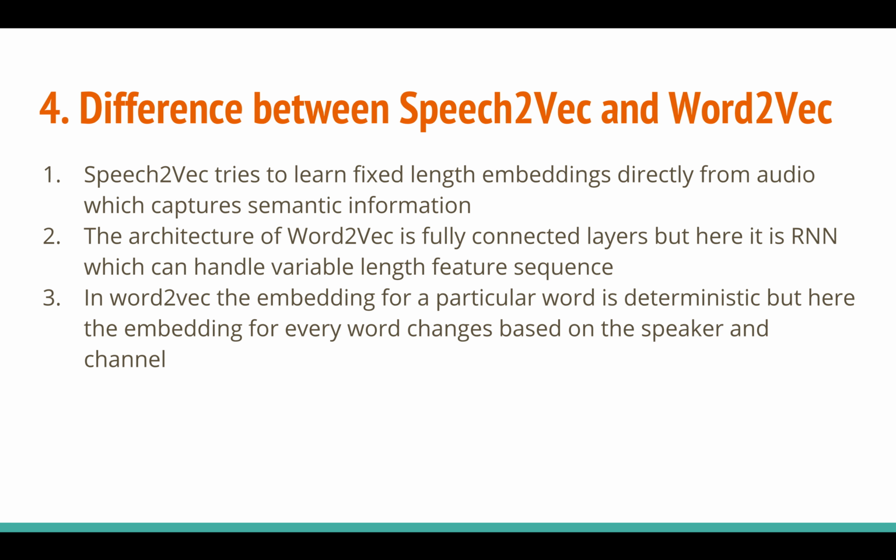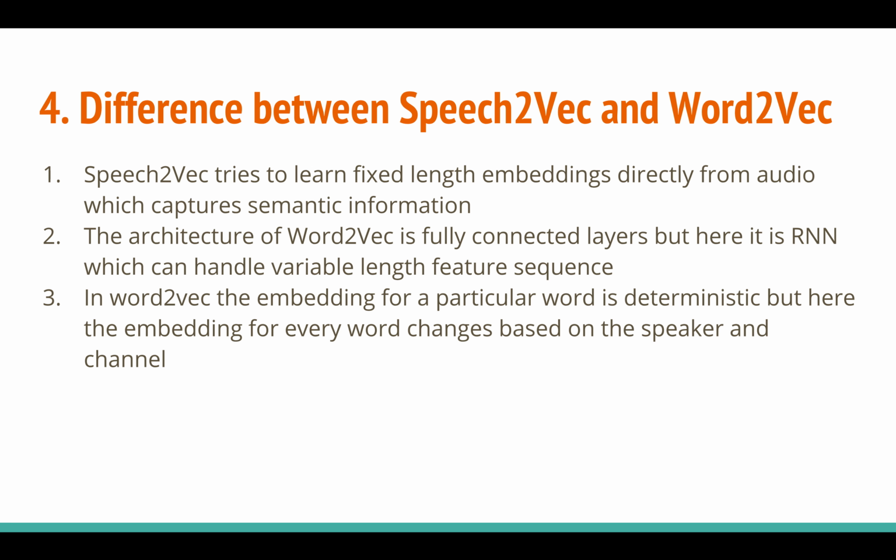Unlike Word2Vec, we have variable length inputs and variable length outputs. That's why we need a recurrent neural network. So the difference between Word2Vec and Speech2Vec is that Word2Vec uses a fixed fully connected layer or a feed-forward neural network, but for Speech2Vec you should be using networks which will capture the temporal information, like recurrent neural networks.